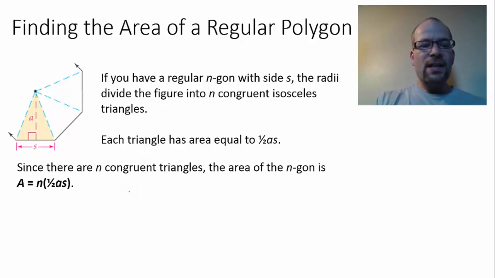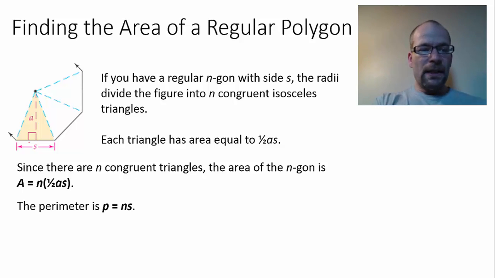Next, since we have n congruent triangles, so in an octagon, for instance, there are 8 of these, the area of the n-gon must be n, the number of triangles, times 1/2 times apothem times side. All we're doing is taking into account each of those triangles. The perimeter of the polygon is always equal to n, the number of sides, times s, the length of each one of those sides. So p equals ns.